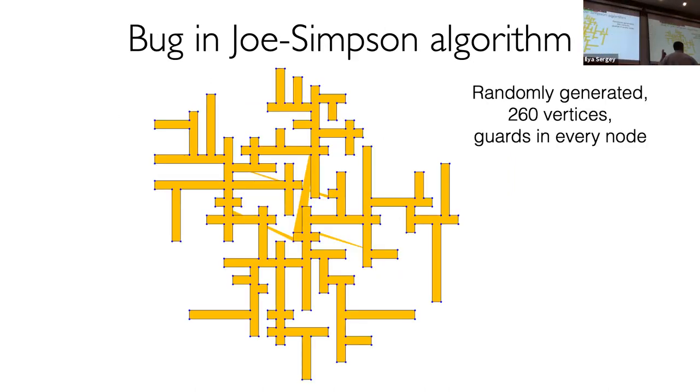The problem is that when I implemented it like this and tried to test it on random instances of polygons, I started to see really, really weird phenomena. This is a polygon which has a guard or a camera in every corner. And you can see that some of the visibility fields go through the walls. It's absolutely not fun to debug geometric algorithms on a large shape. This one has 260 vertices. I really don't want to debug on that. How do I get around that?